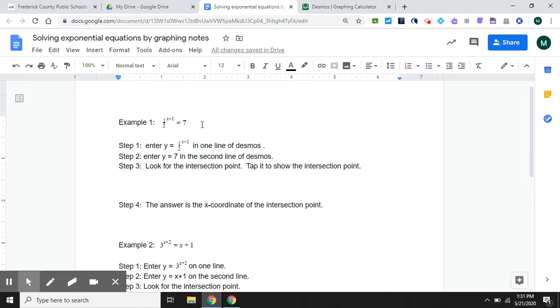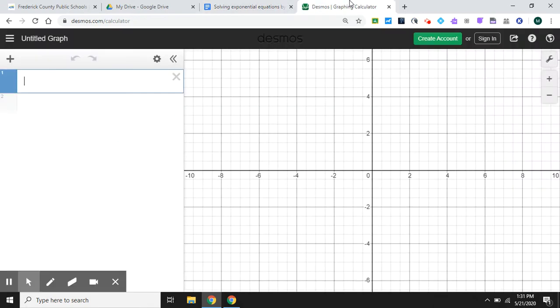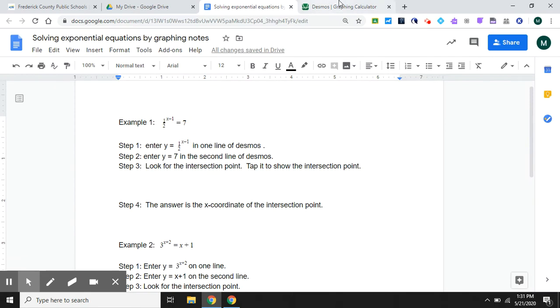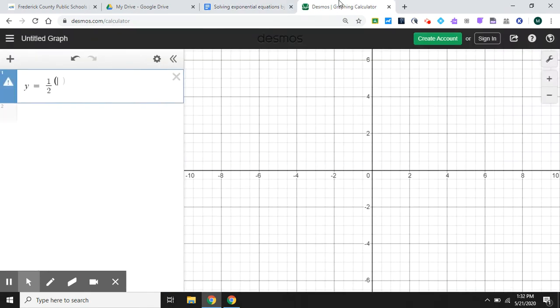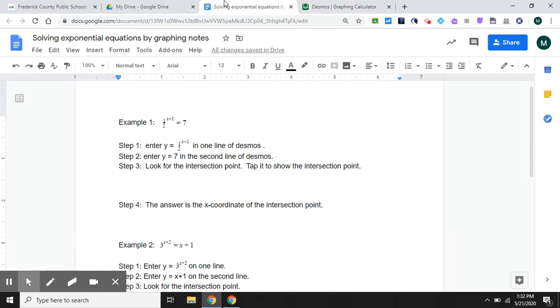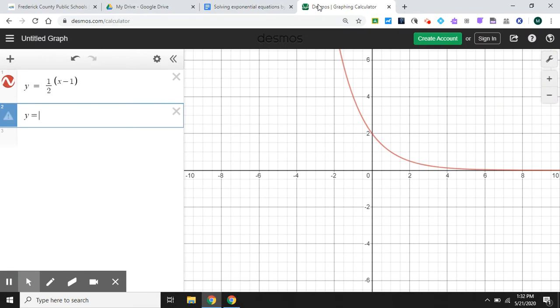So when you've got an equation like this, for the first one, you can do y equals 1/2, and now in decimals, you do have to put x minus 1 in parentheses to keep it all up in the exponent. And then for the second equation, it's just a 7. So you do have to type in y equals 7.